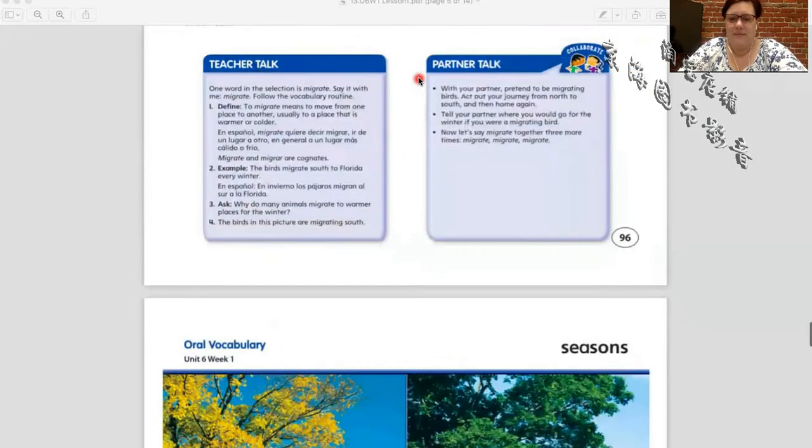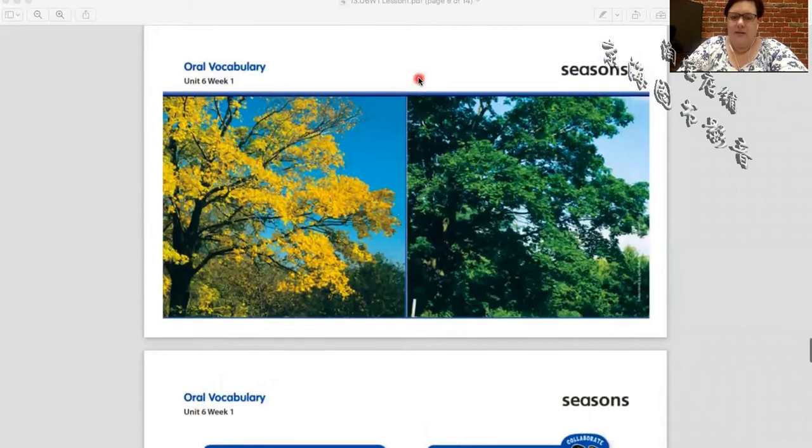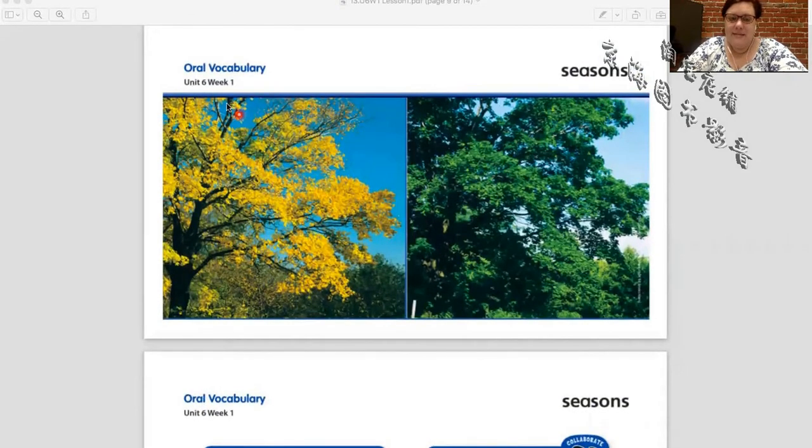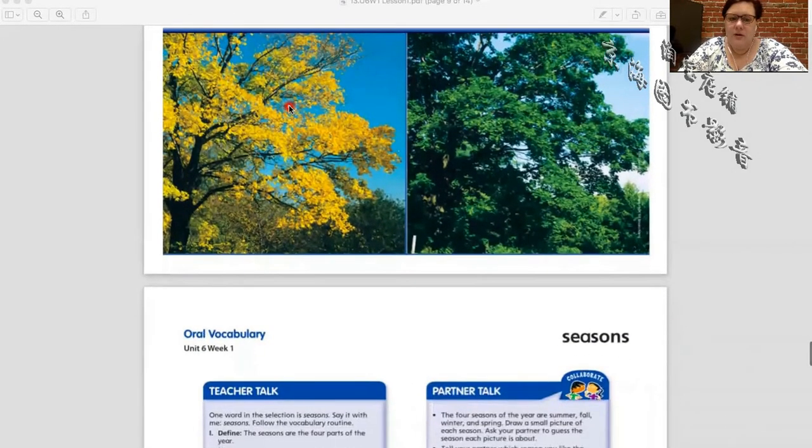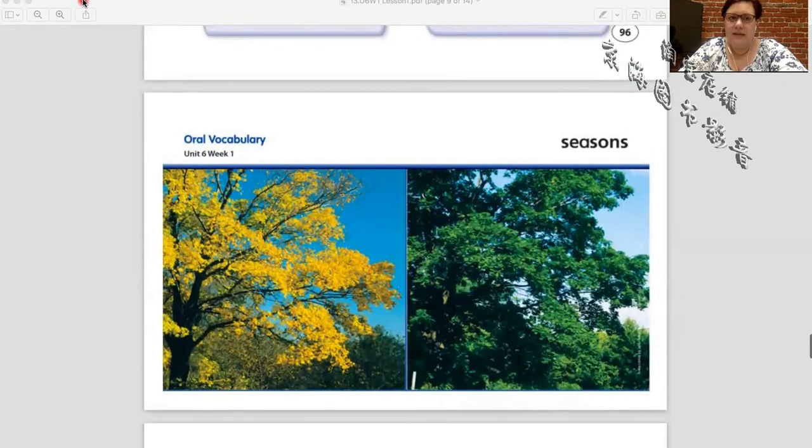Okay. All right, here's our big word of the week, seasons. So seasons are the four parts of the year. So once again, what are the seasons? We start with winter and we go to spring and then we go to summer and then we go to fall. Okay, so we have the four seasons.